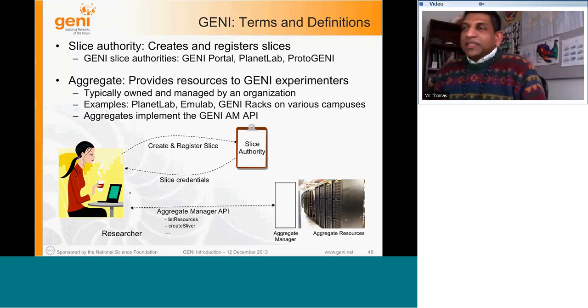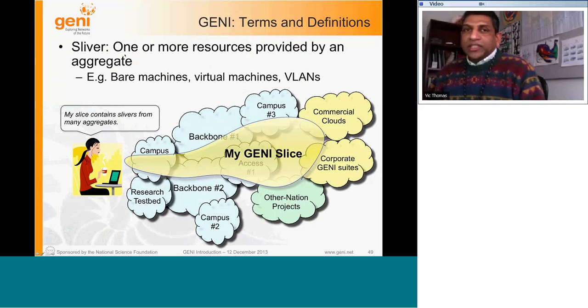A sliver is essentially a resource from an aggregate. So if I get a virtual machine from the Texas A&M rack, it's a sliver. It lives in my slice. I can operate on it. So it could be a bare machine, a virtual machine. It could be a VLAN.